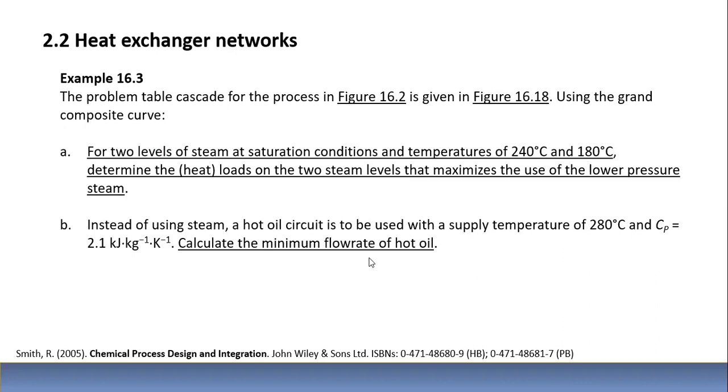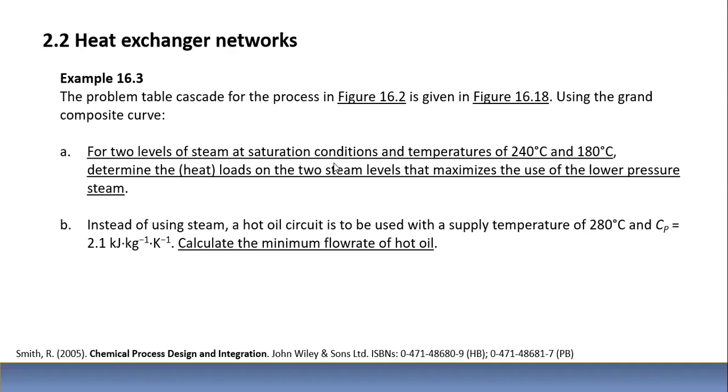Y en este ejercicio nos hace referencia una vez más a la figura 16.2, ese PFD sencillo de 4 líneas de proceso que habíamos visto al principio. Y nos hace referencia a la tabla de diagrama de cascada que equivale a ese proceso.